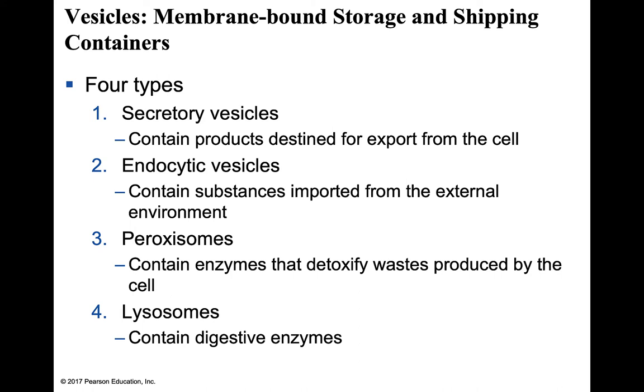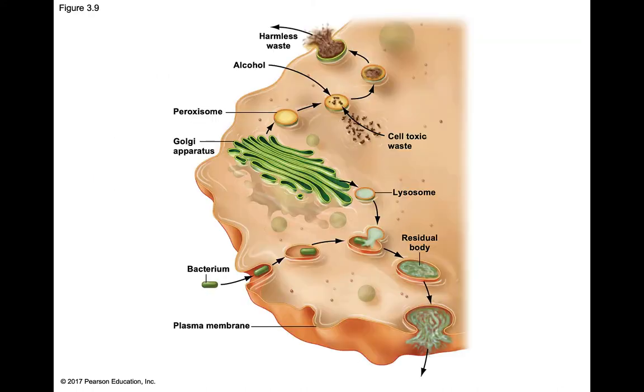The liver, the largest organ in our body, has lots of these peroxisomes, as detoxification is one of the primary jobs of the liver. Another type of vesicle is lysosomes, and these contain digestive enzymes. I quite often refer to them as little suicide sacks, because once again, anything that gets into them is going to be digested by the enzymes found within the lysosomes.